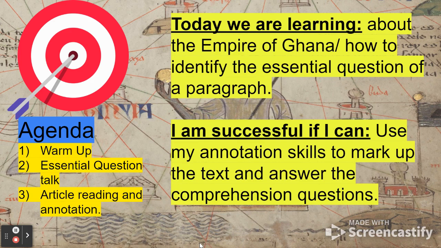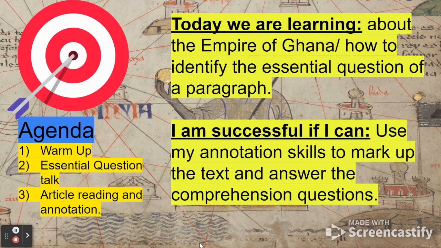There we go. Today we're learning about the Empire of Ghana and how to identify the essential question of a paragraph. So we're reading about Ghana, and while we read about Ghana, we're going to identify essential questions, which I know y'all have done with Miss Stafford because I just talked to her about it. So don't try to lie to me. I know you have. Essential question is like the question that this paragraph is answering. It doesn't tell you, but it gives you all these answers. You gotta figure out what the question is. I am successful if I can use my annotation skills to mark up the text and answer the comprehension questions.